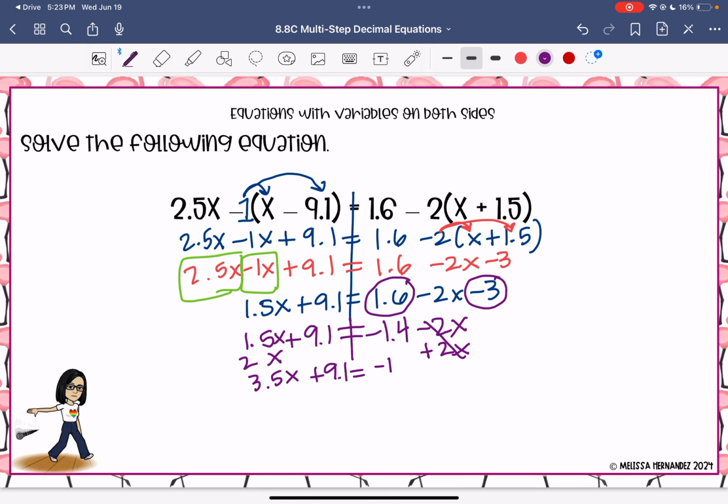Now you're left with a two-step equation. Takes you back to 7th grade. So the inverse operation of plus 9.1, it would be minus because we want to undo it. Subtract it from both sides. So I like to always look at decimals as money. You owe someone $1.40. Then you now owe them $9.10 more. So what's your total debt to them? Negative 10.5.